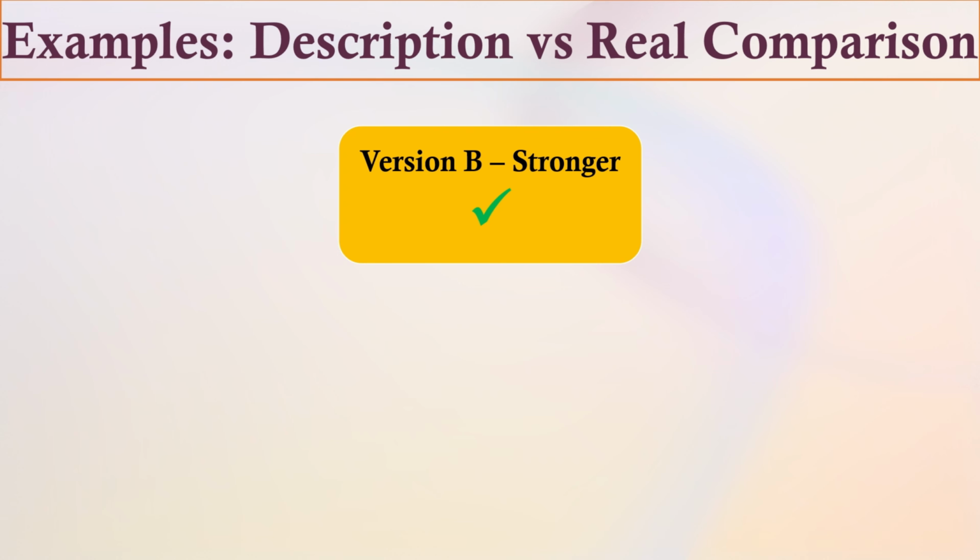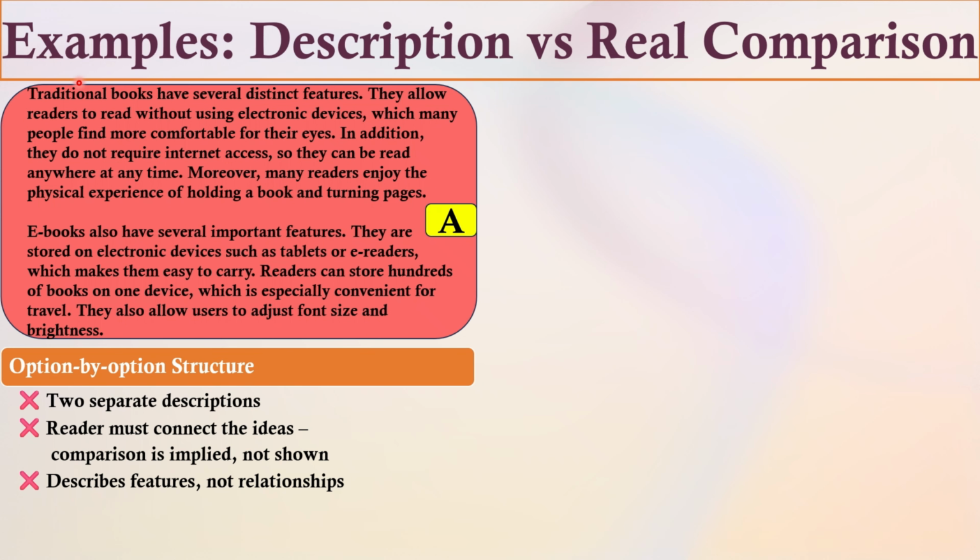Now let's see why these example paragraphs are structured differently, and why one is stronger for a compare-contrast task. Version A doesn't follow the method we discussed in the previous slide. In version A, the writer focuses on one option at a time. First, all about traditional books, then all about ebooks. Even though the ideas are relevant and language is correct, they are presented as two separate lists. The writer is describing two options given in the question separately rather than analyzing their relationship. So, the reader has to do the work of comparing.